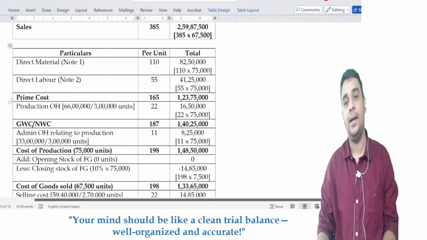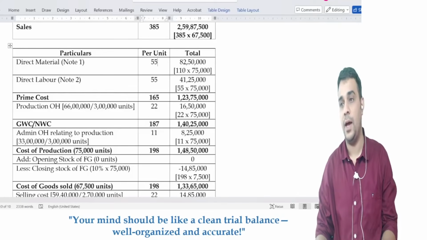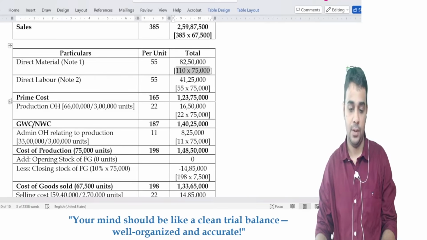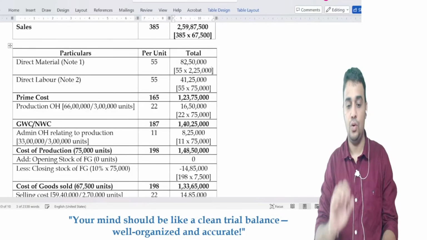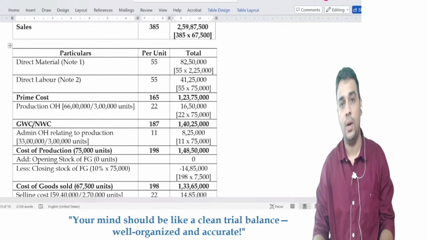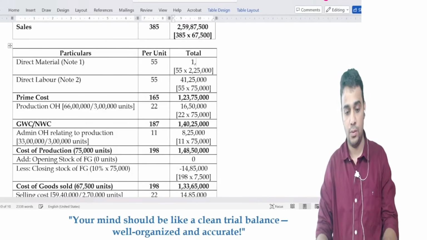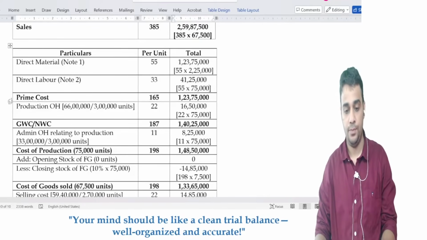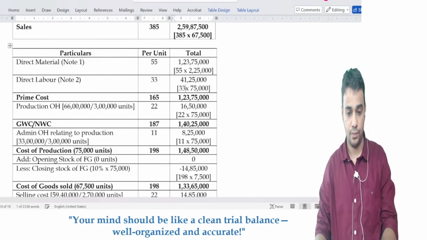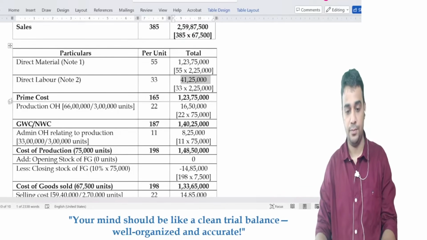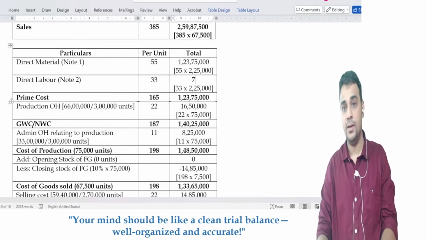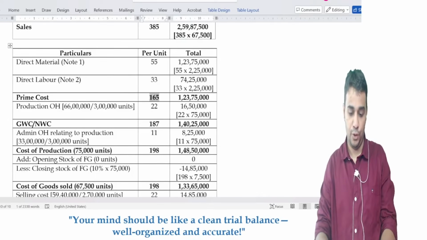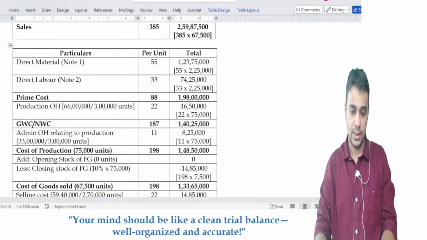This was the starting direct material. 55 rupees will be the value. 55 into 2 lakh 25,000. What's the value? 1 crore 23 lakh 75,000. Then direct labor was 33. 33 into 2 lakh 25,000. What's the value? 74 lakh 25,000. Put together 88. This number is 1 crore 98 lakh.